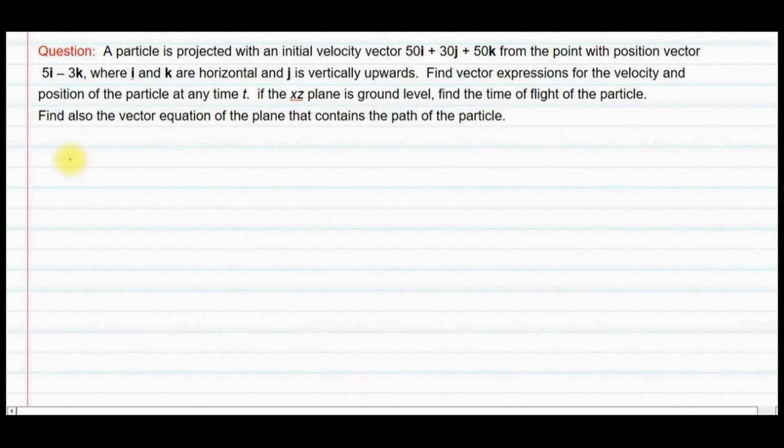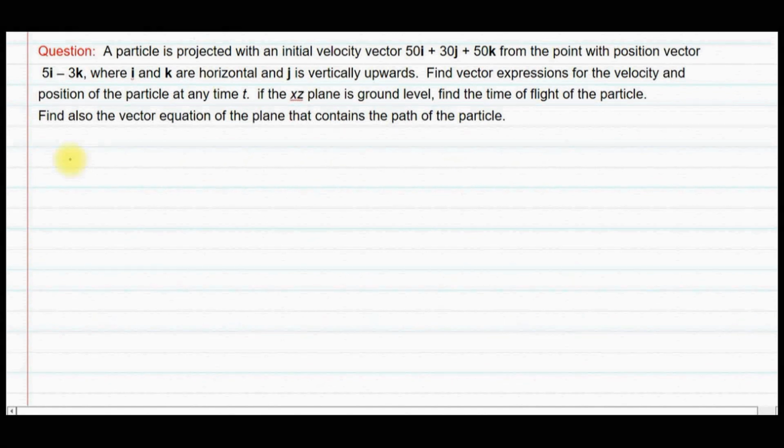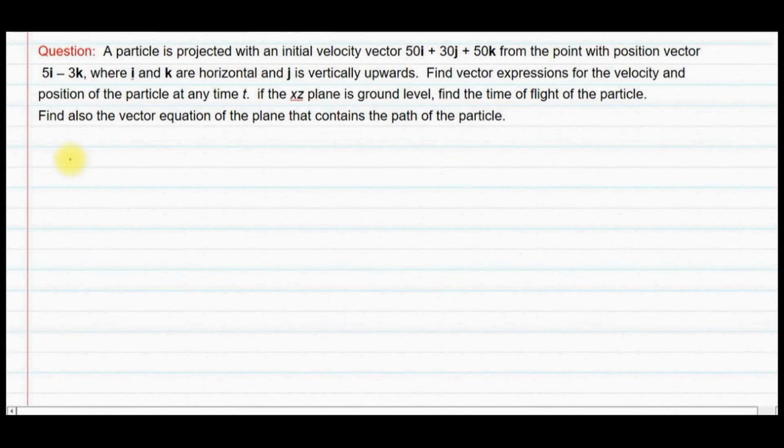Here, the lowercase letters i, j and k are orthogonal unit vectors in the x, y and z axes respectively. I will also write down the vector equation of the plane in the standard and Cartesian vector forms and include an animation of the trajectory of the particle.